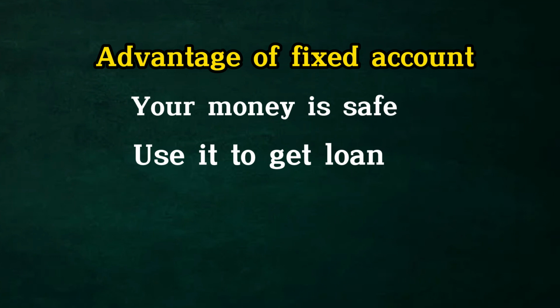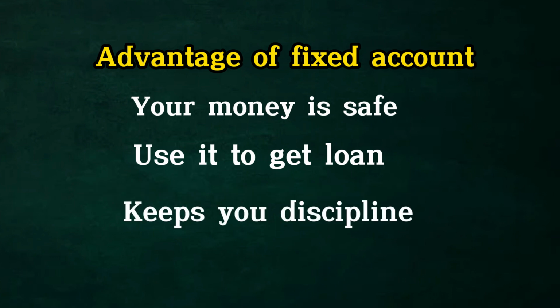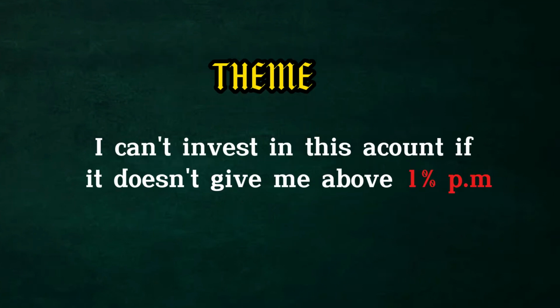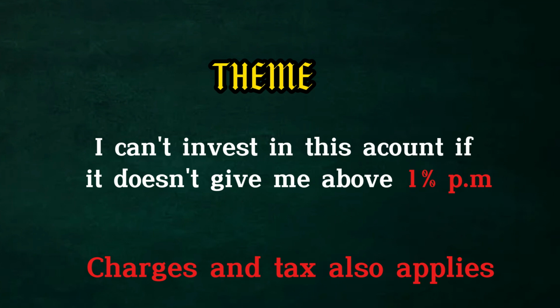Another advantage is that it gives you discipline, since you can't withdraw before maturity, and if you do so, you get a penalty. My theme on this account is that I can't invest in a fixed income account which doesn't give me above 1% per month. So remember, charges and withholding tax apply.